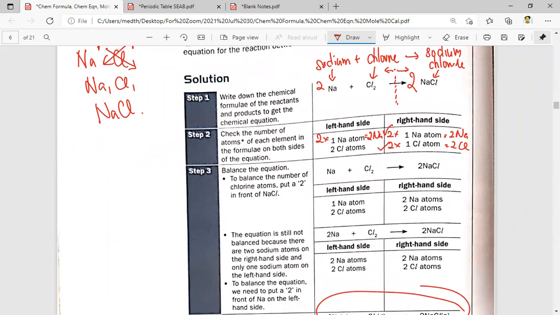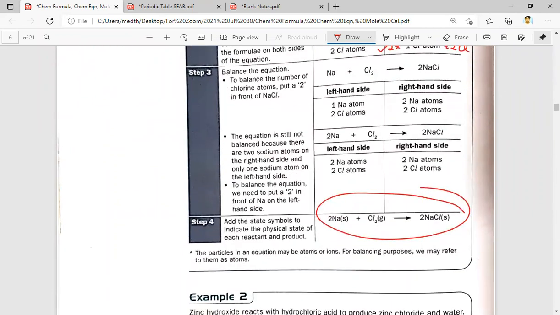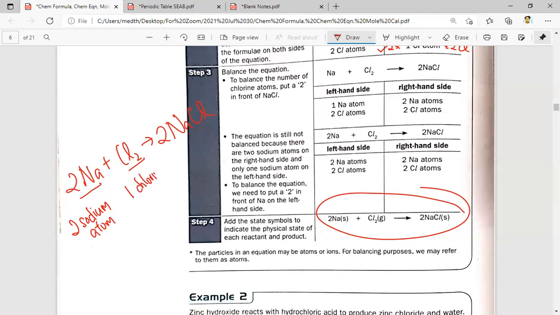So just to wrap up for chemical equation, I got 2Na plus Cl2 gives me 2NaCl. This was the equation that we got after balancing. What this actually means is that I got 2 sodium atoms reacting with 1 chlorine molecule. So 2 sodium atoms react with 1 chlorine molecule. Okay, this will give me 2 sodium chloride.